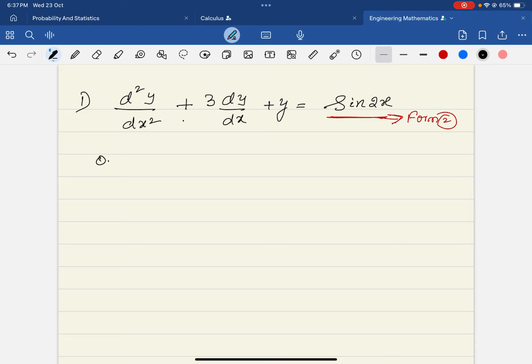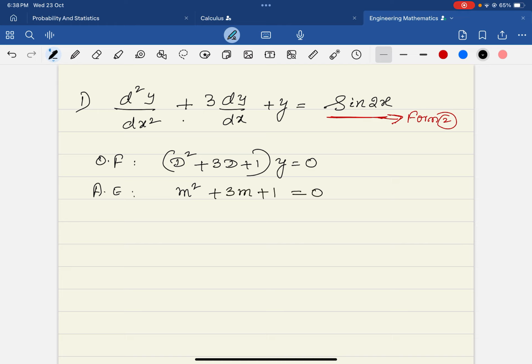Now let us write down the operator form of this equation. That is D square plus 3D plus 1 of y is equal to sine 2x. Then what is the auxiliary equation? The auxiliary equation is m square plus 3m plus 1 is equal to 0. So the roots are minus 3 plus or minus root of 9 minus 4, by 2.